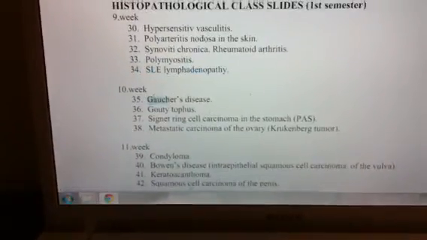Next slide is Gaucher's disease. This is the way it looks. If you want to remember Gaucher, think of it as gay, so you have the balls here. Whatever works. Okay, so this is a PAS reaction, it says in the book. I don't know if that's true.